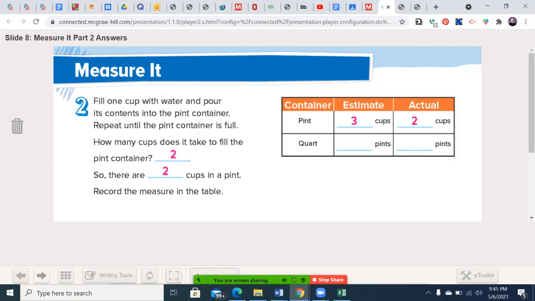And the answer was 2. So we have 2 cups in a pint. And 2 pints make a quart. Think of yourself as gallon man. So go ahead and write the 2 and 2 there. I'll give you just a moment to do that.